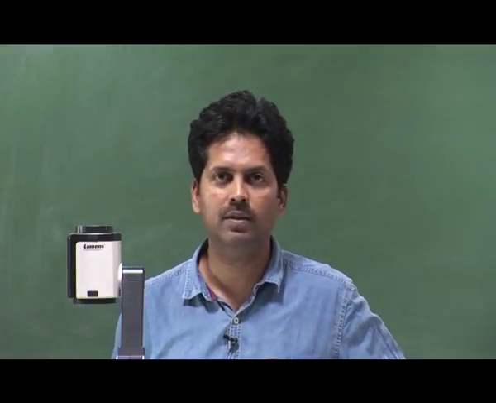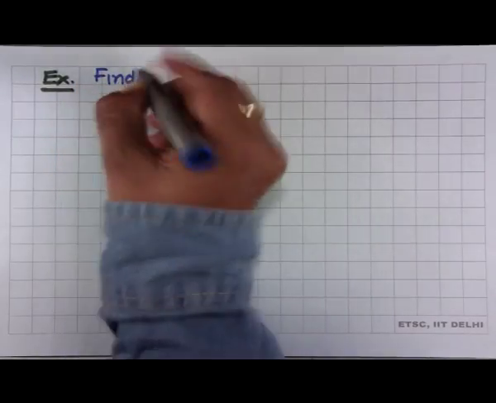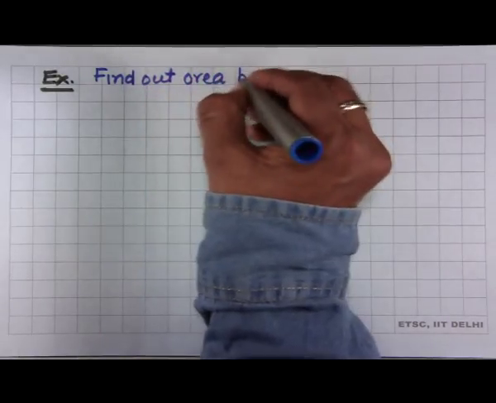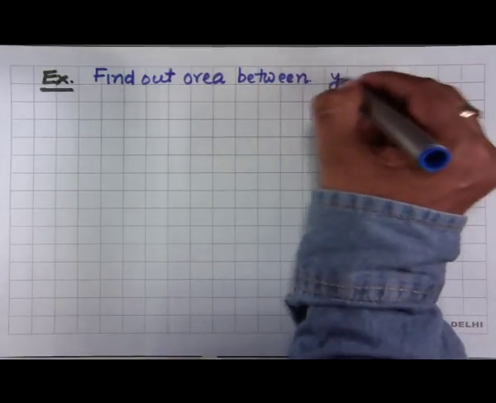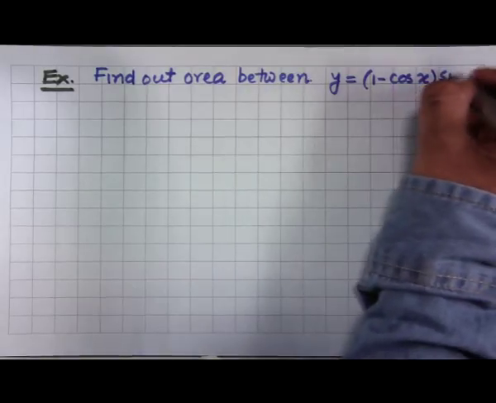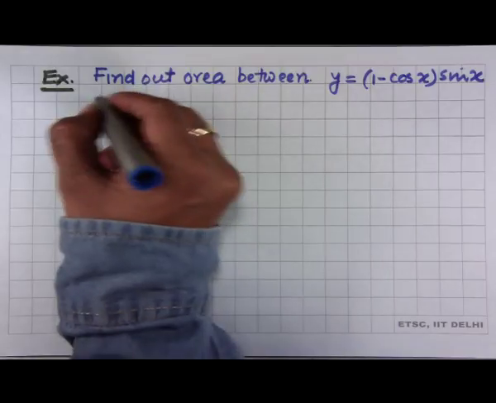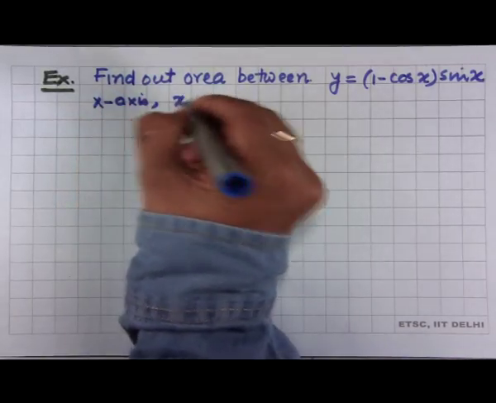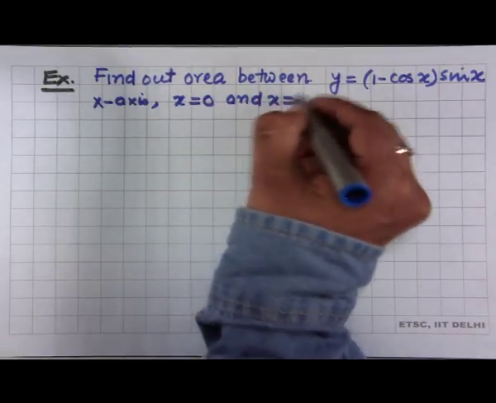Let us take another example. Find out the area between y equals to 1 minus cos x times sin x, the x axis, x equals to 0 and x equals to pi.